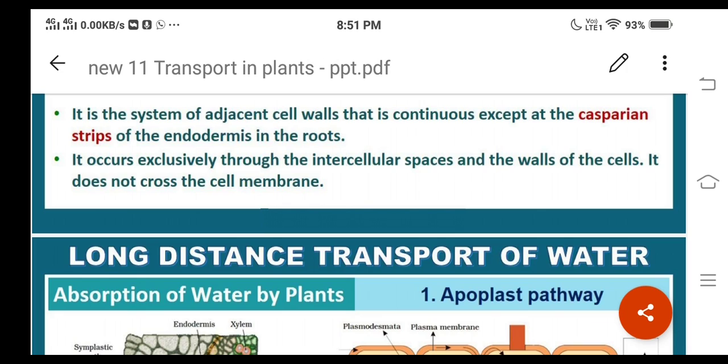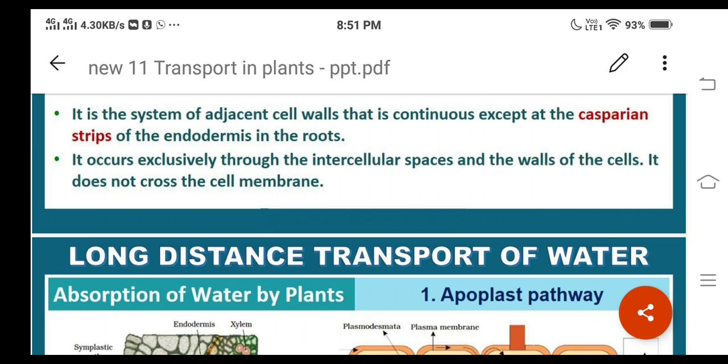In the roots, in the endodermal region, you have already studied the anatomical aspects. I told you that to understand transport in plants, it is necessary to understand the plant cell structure as well as the anatomy of plants. Casparian strips will be present in the endodermis. When you take a transverse section of the root, we observe three important parts: one is the epidermis, the second is the cortex, and the third region is the stele.